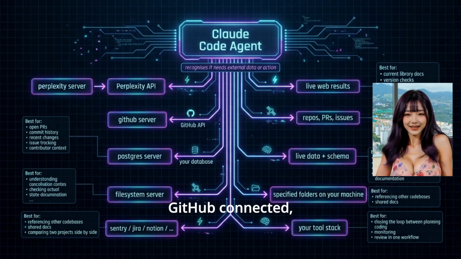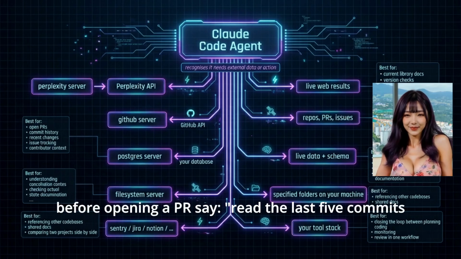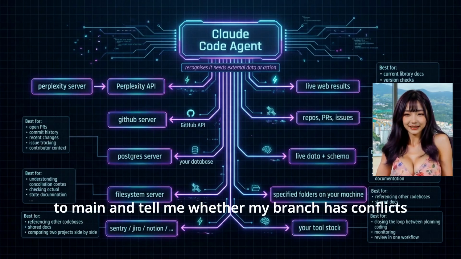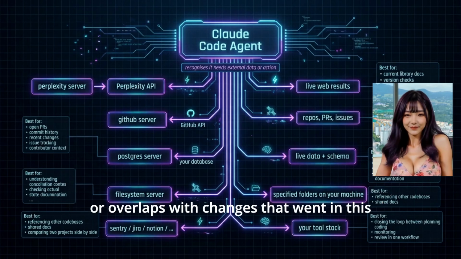With GitHub connected, before opening a PR, say, read the last 5 commits to main and tell me whether my branch has conflicts or overlaps with changes that went in this week. Claude reads the actual commits.